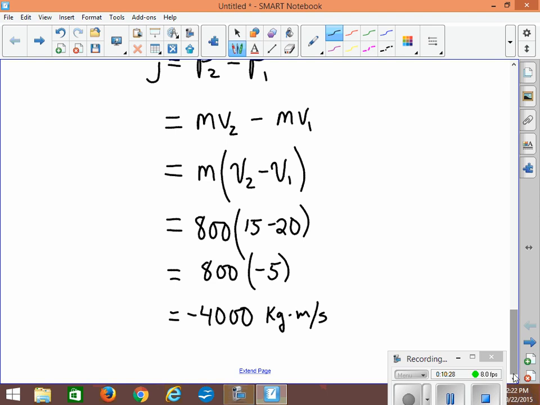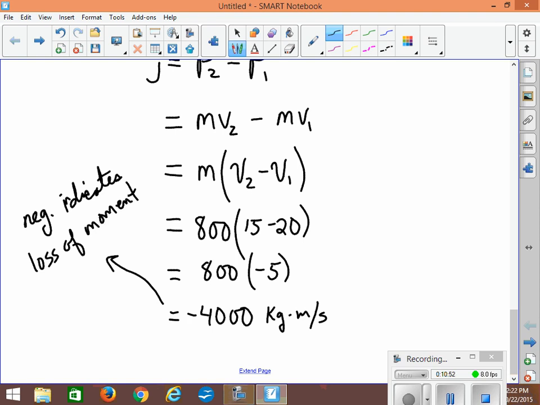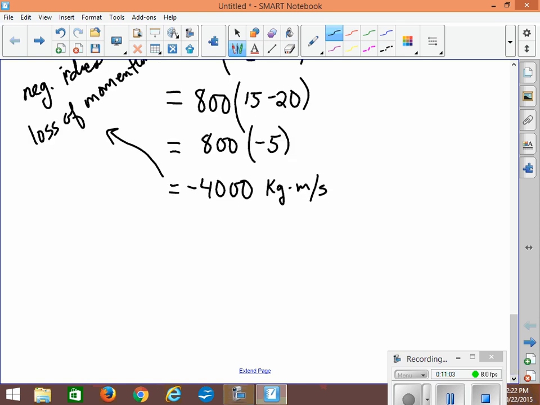The negative indicates a loss of momentum. The car slowed down. Its speed got lower, which means that it lost momentum. So the negative sign means either a loss or a gain when we're talking about impulse. So negative for loss, a positive would be a gain, that's what I should have said. All right, so that's what we have for impulse.